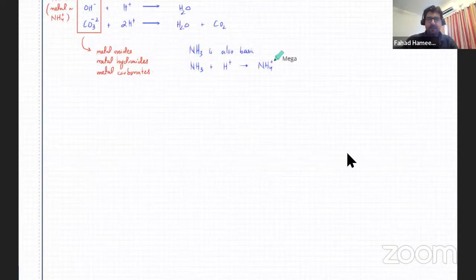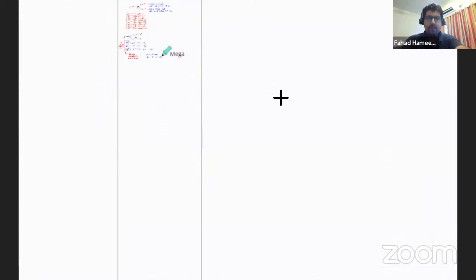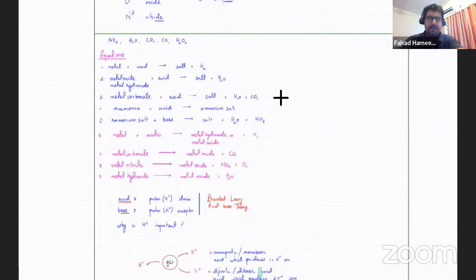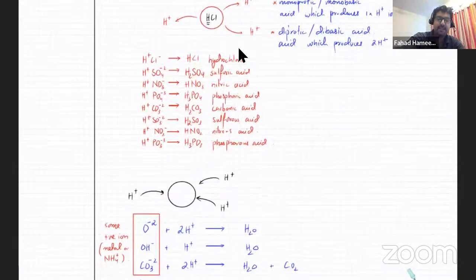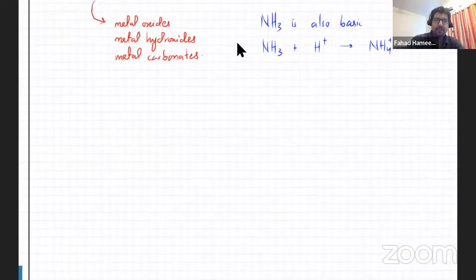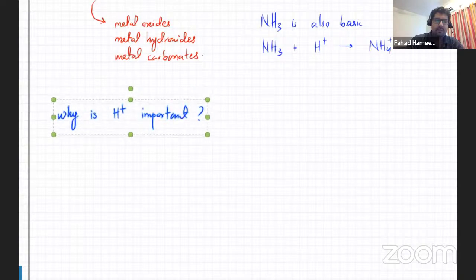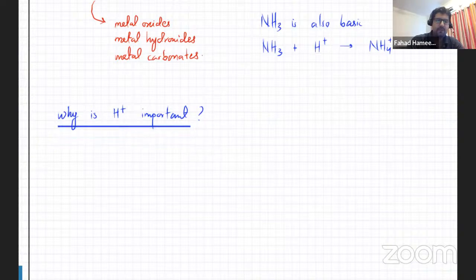I wrote down the question early on, just 1 second. Let me just copy this question over here and we'll try and answer this. Why not any other ion? Why do we study H+1 so much, and why is pH so important?